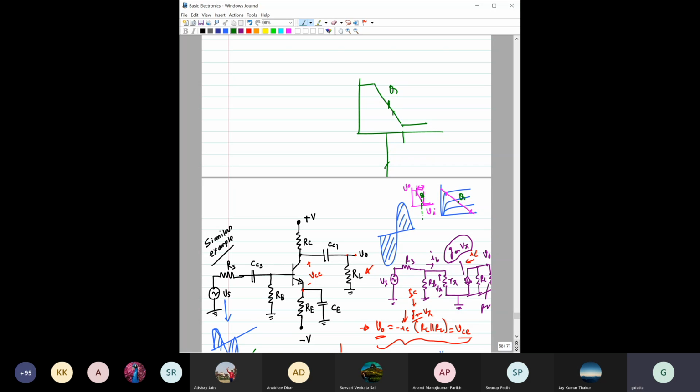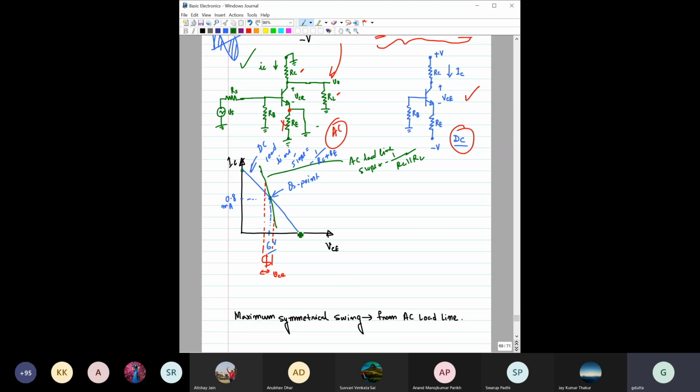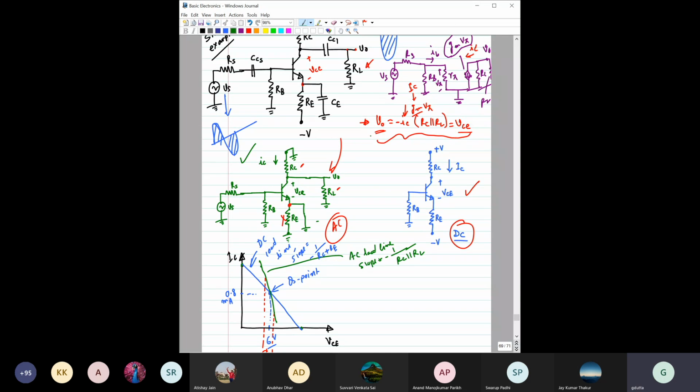So say if this input is somewhat like this, then still this part is not in the active region. So that way it will not be a proper amplification in this output, right? That thing we are now going to see from the AC load line point of view. It would be interesting, and now you should be able to correlate what I have just discussed, this V of C value from this analytical model.